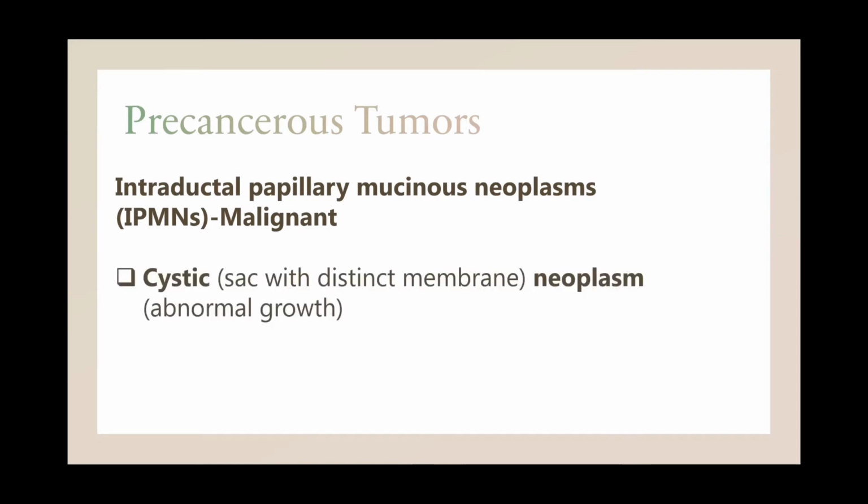So this growth is a cystic neoplasm, which basically means it is a sac with a distinct membrane and in its abnormal growth. So this can be detected through an MRI or CT scan, and there are 2 types, a main duct and branch duct.